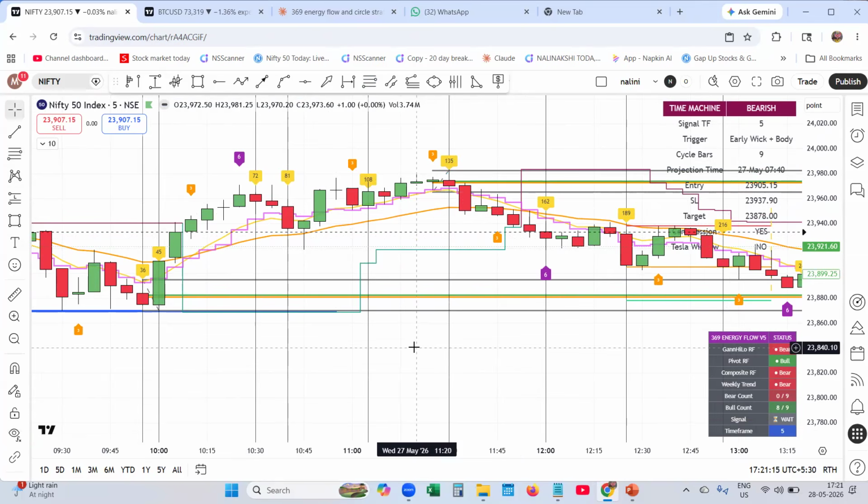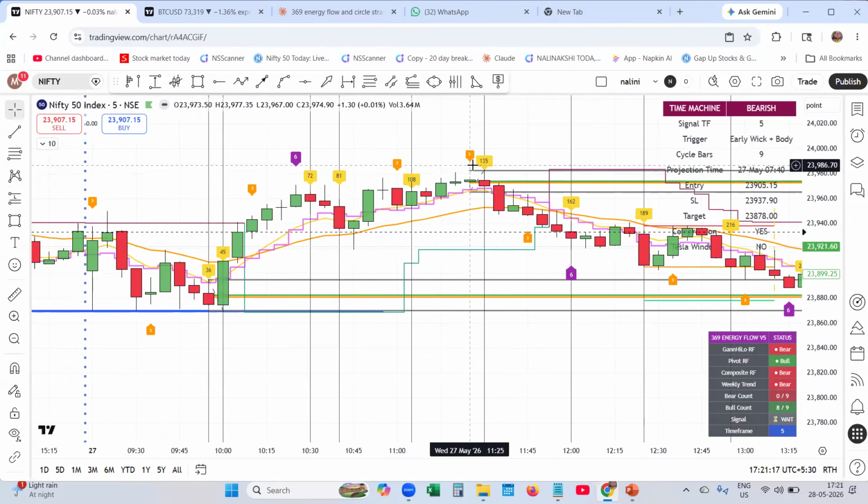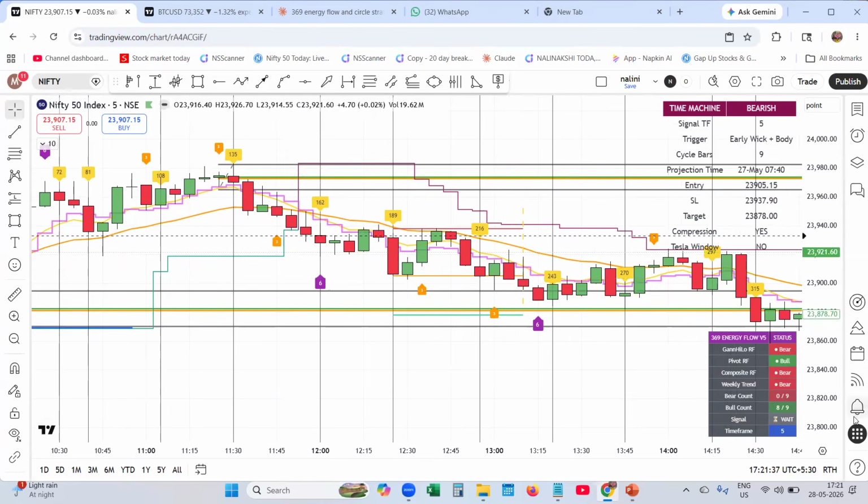Okay. So price starts coming down, breaking below the rolling pivot. You can see the rolling pivot and the moving averages, price closing below these two moving averages. So it is losing balance. When price starts closing below the rolling pivot, it is an indication that it starts losing. At the same time, you will get these two windows. Time machine will tell you whether it is bearish or bullish, and it also gives you entry, stop loss, target, what is happening, compression, and whether the Tesla window is there or not, everything it will tell.